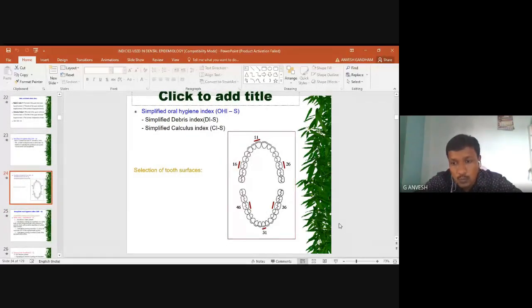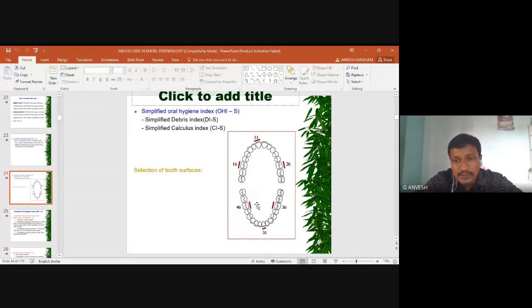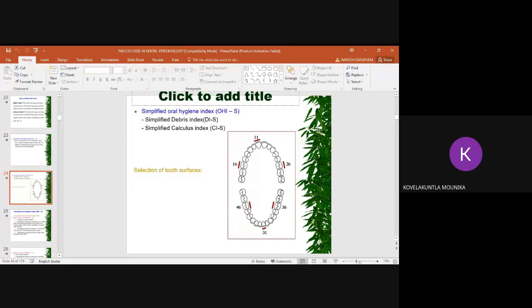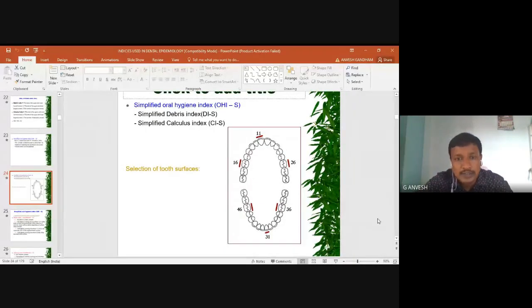Now, right. Is it clearly visible or do I have to enlarge it? Okay, fine. I think this Google Meet is not supporting the animations, it seems.